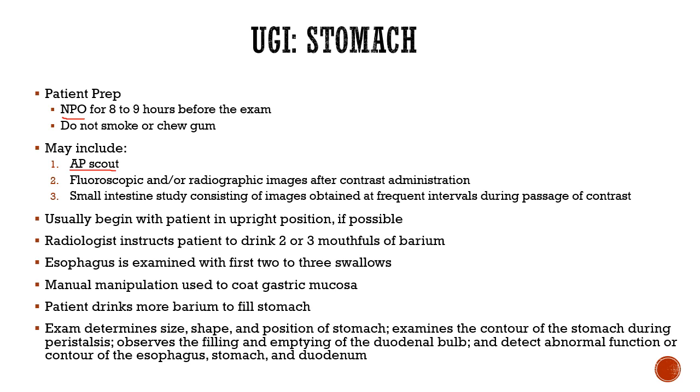The radiologist instructs the patient to drink 2 or 3 mouthfuls of barium. The esophagus is examined with 2 or 3 swallows. Manual manipulations are used to coat the gastric mucosa, and the patient drinks more barium to fill the stomach. The exam determines the size, the shape, and the position of the stomach, examines the contour of the stomach during peristalsis, observes the filling and emptying of the duodenal bulb, and detects abnormal function or contour of the esophagus, stomach, and duodenum.